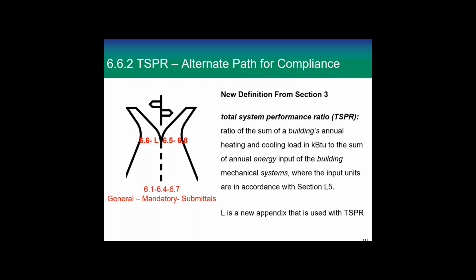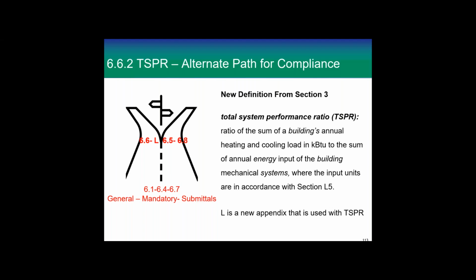So here we get to a really big deal. This is a 2022 deal. This is something people have asked for a long time. This is the total system performance ratio. So what we've done is, you can avoid all of 6.5, which is the prescriptive requirements of the code, by doing this alternate path.